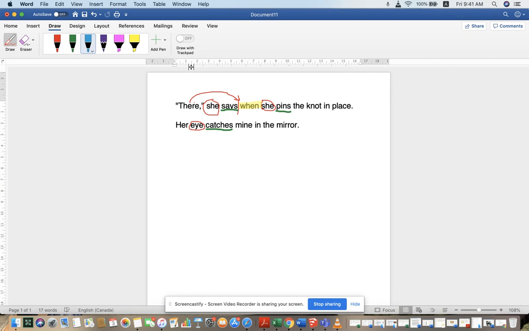And when you do answer the whats, you have now discovered the direct object. And here's the direct object of the first clause. She says. What does she say? Or what does she say there? Okay, then she pins. What does she pin? She pins the knot. There's my other direct object. And eye catches. What does the eye catch? It catches mine, or my eye, right? Perfect.